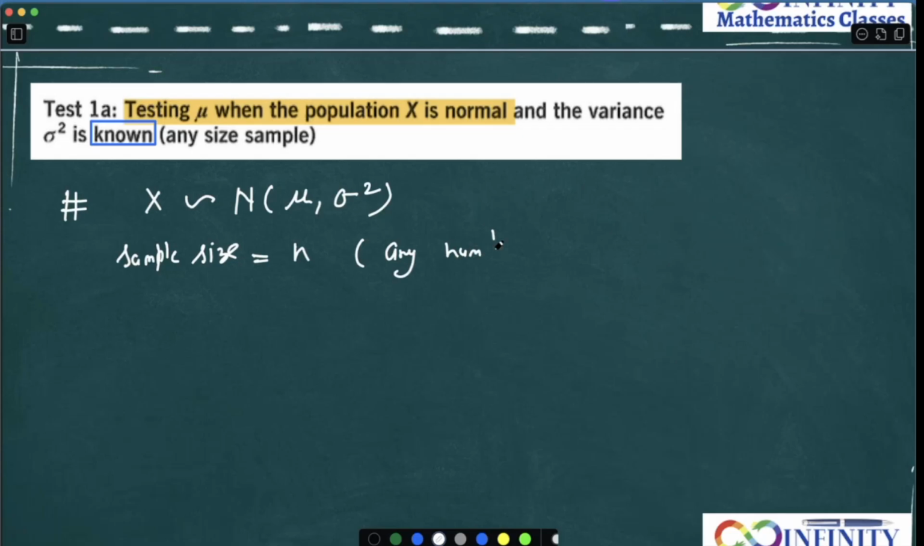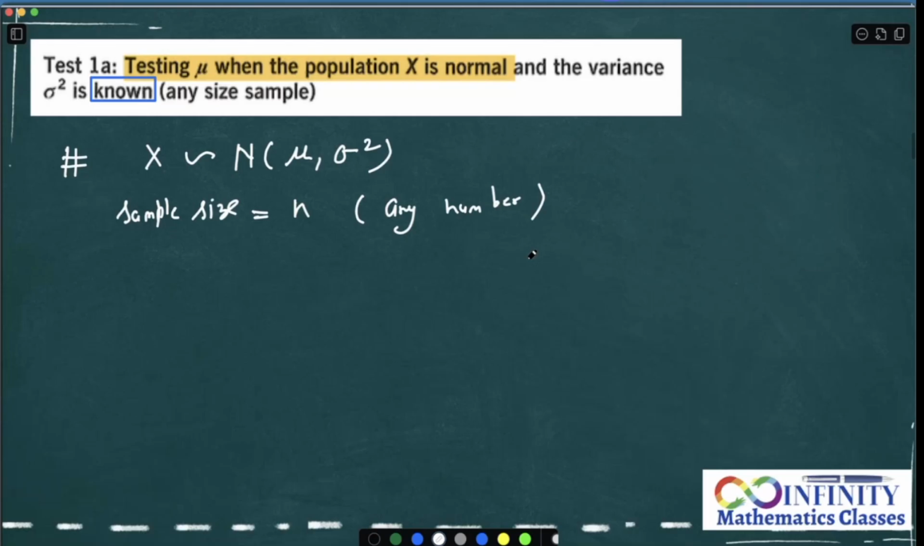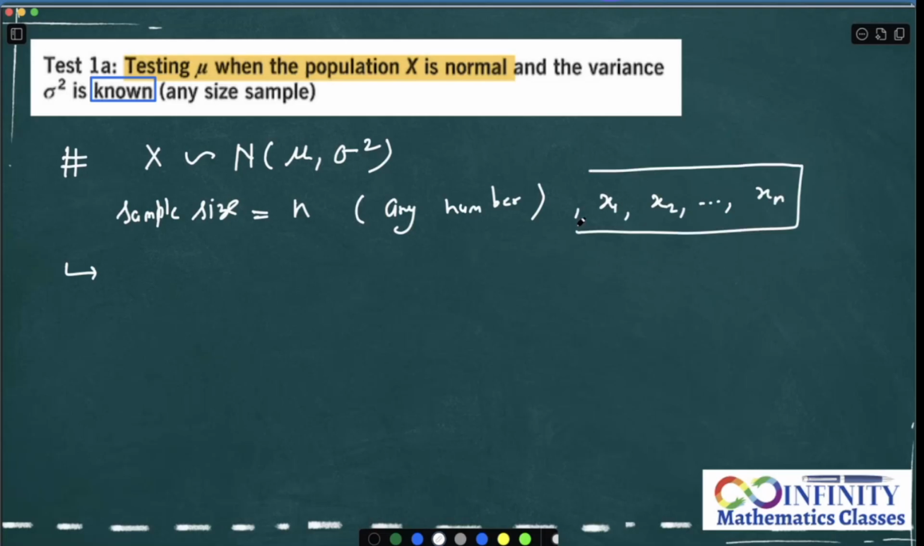Like it can be 10, it can be 20, it can be 30. Okay, because there will be tests based on the large samples also. So I will differentiate when the large sample is going to be useful. Then in that case, when you take the samples, like the samples are x1, x2, and up to xn, these are the samples taken from the population which is normally distributed. That means these are the values of x.